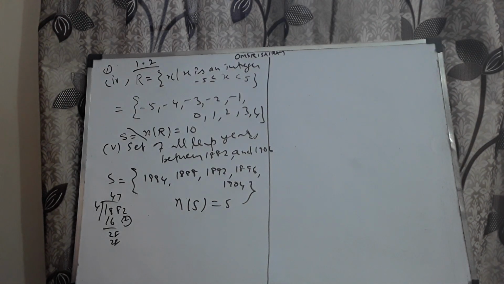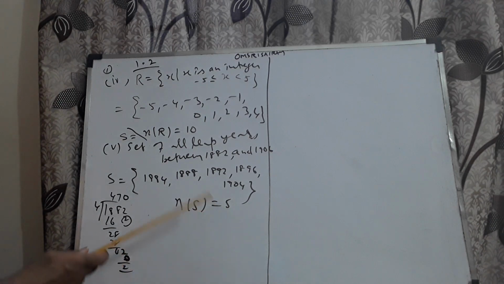I repeat the whole process. I am dividing 1882 by 4. 4 4s are 16, 7 4s are 28, the remainder will be 2. After adding 2, I will get 1884, which is the first leap year after 1882.